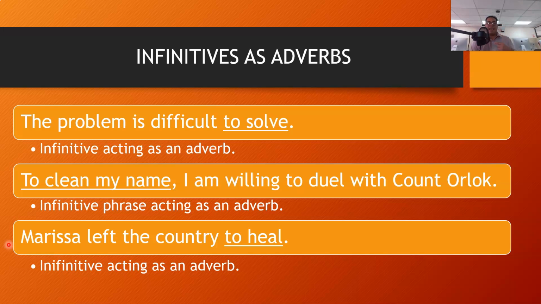If I cannot find the function of a noun for the infinitive, then I move on. And I check if the infinitive is acting as an adjective. If I don't see that it's acting as an adjective, then by elimination I say, okay, if it's not a noun, if it's not an adjective, then it is an adverb, of course. That is usually what I do. And let me show you the examples. The problem is difficult to solve.